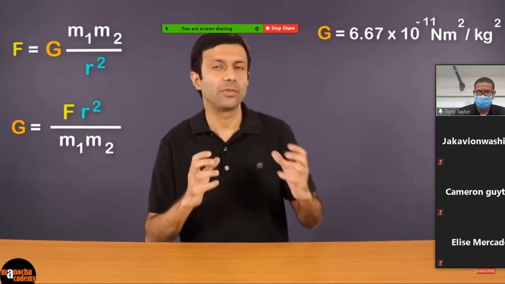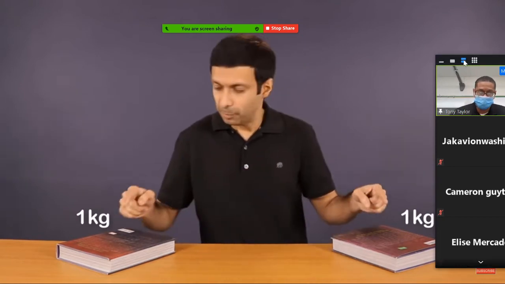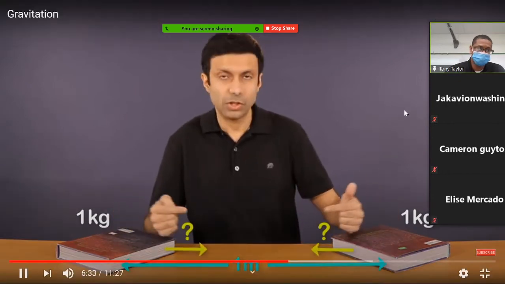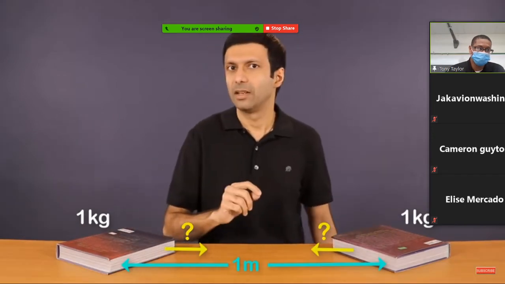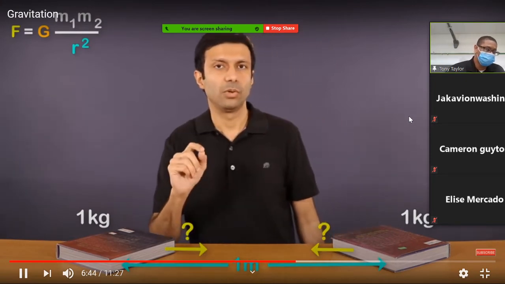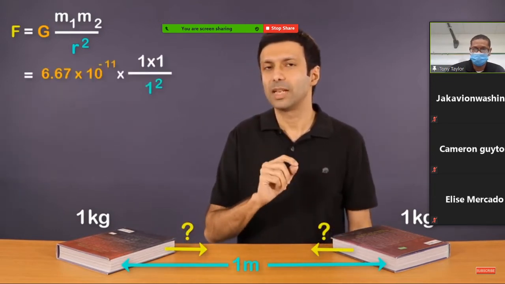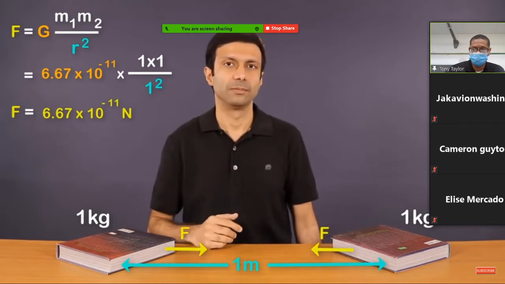Now let's get a feel of the value of G with the help of a simple example. If we take these two books, each having a mass of 1 kg, and let's say they are separated by a distance of 1 meter. So what will be the gravitational force of attraction between these two books? For that, let's use our formula F equal to G m1 m2 by r square. So plugging in the values, we get force as 6.67 into 10 to the power minus 11 Newton.